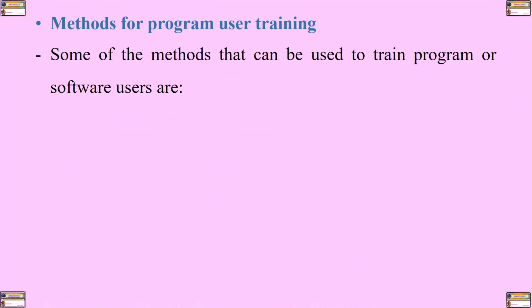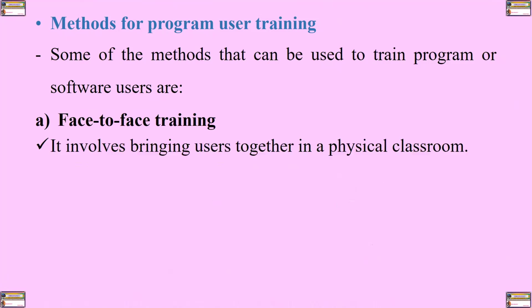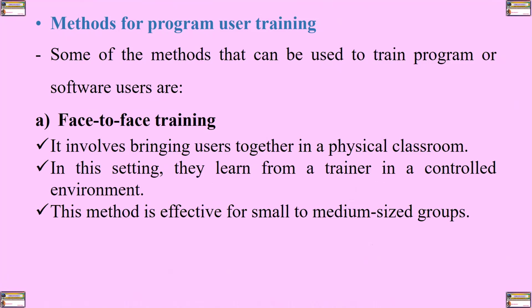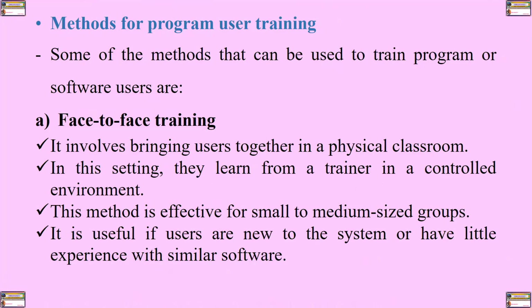Some of the methods that can be used to train program or software users are face-to-face training. It involves bringing users together in a physical classroom. In this setting, they learn from a trainer in a controlled environment. This method is effective for small, medium-sized groups. It is useful if users are new to the system or have little experience with similar software.